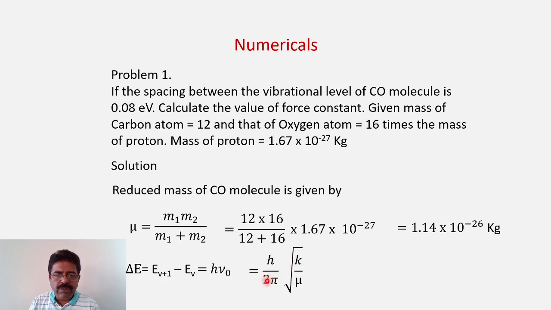So this will become h upon 2 pi, because we are multiplying by h. So delta E is equal to h upon 2 pi under root k upon mu, where k is the force constant which we want to calculate and mu is the reduced mass of this carbon monoxide molecule. We have just calculated this reduced mass. We want to calculate k. h is Planck's constant, you know its value 6.63 into 10 to the minus 34. So everything is constant here, and the energy difference between these two levels, delta E, is given to us, that is 0.08 electron volt. So you can substitute here and find the equation for K.